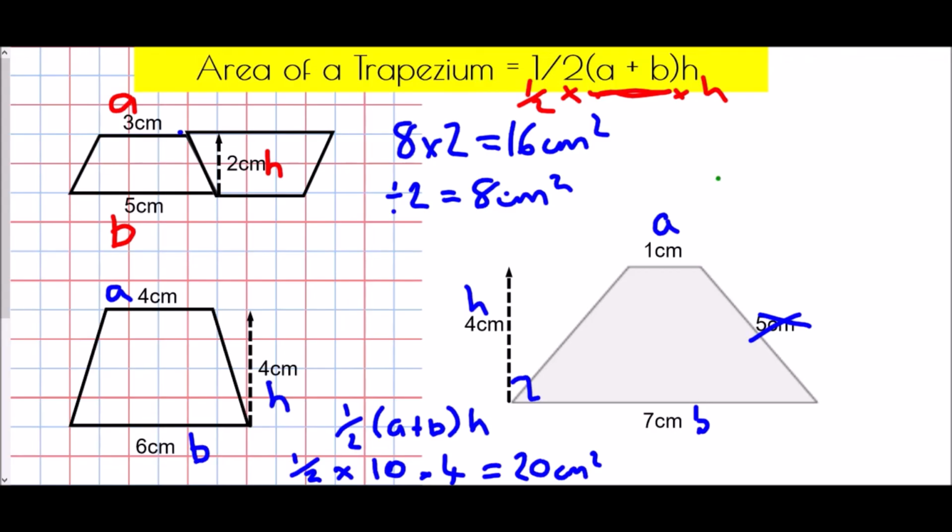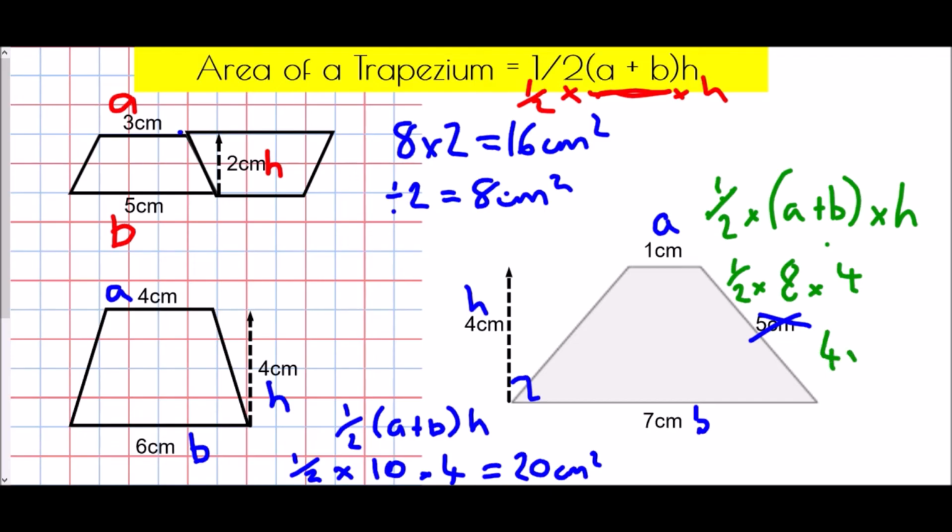And so we need our formula. A half times A plus B times H. So that is a half times, well, A plus B, 1 plus 7 is 8, and times the height of 4. A half times 8 is 4, so it's 4 times 4, which equals 16 centimetres squared.